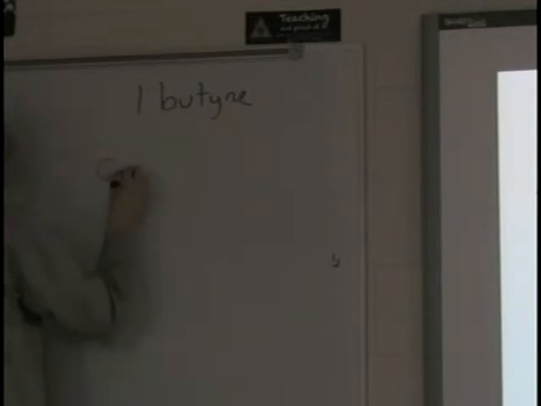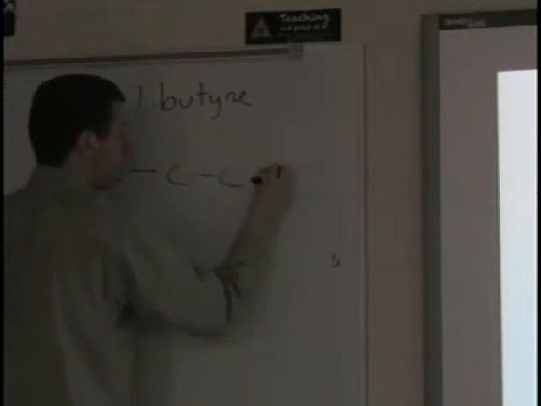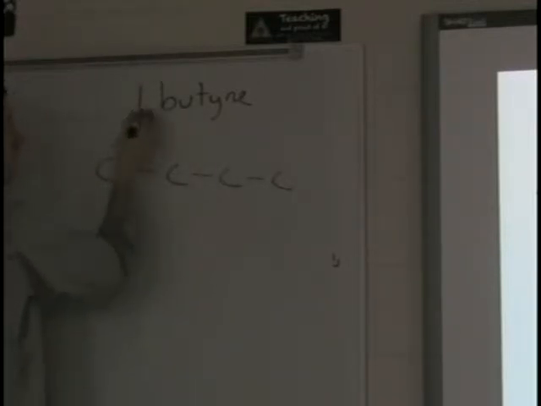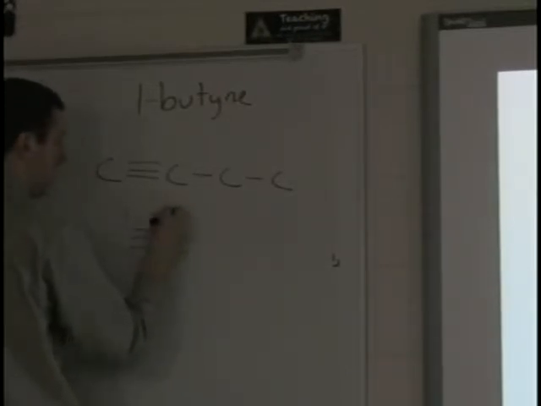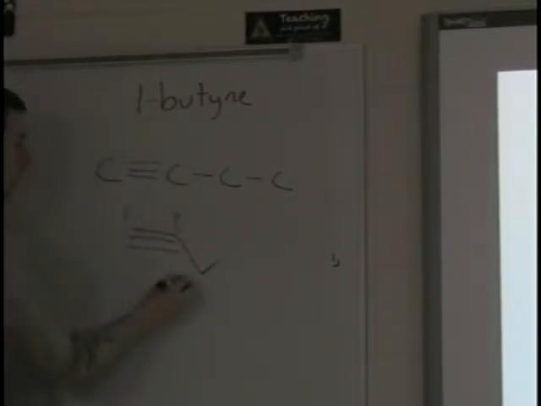This would be 1, 2, 3, 4 carbons, because it's 4 carbons. 1-butyne has the triple bond on the first carbon, and then you'd have hydrogens all around. If I did the line angle for this, that'd be 1, 2, 3, 4 for my number of carbons otherwise. So either way, we'll show you 1-butyne. That just involves a triple bond.